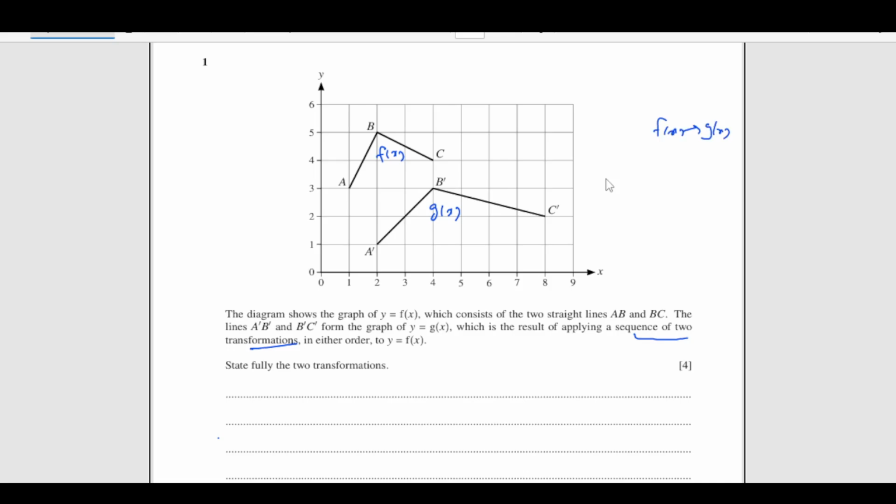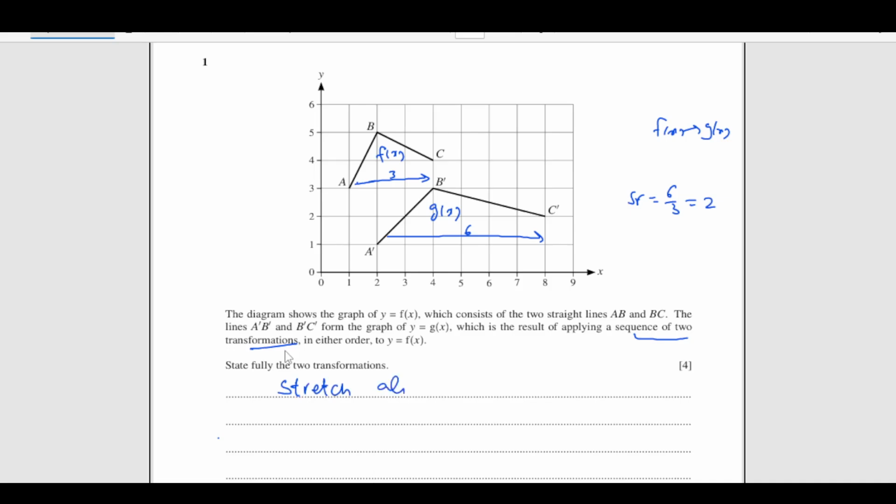As you can see, this has been spread out. A and C are spread out. This A and C is 3 units apart, and from A dash to C dash, this is 6 and this is 3. So the scale factor is going to be 6 over 3, that is 2. So that means this is a stretch. So we will write down stretch.